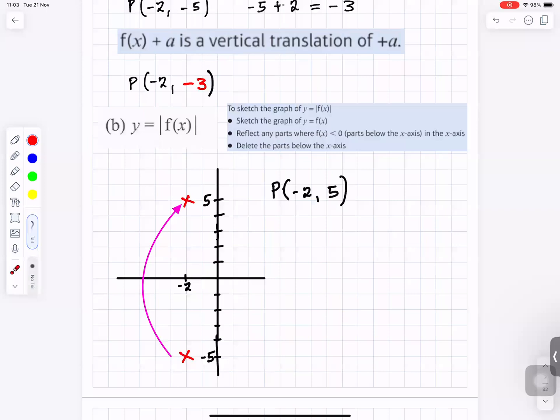For part B, the two straight lines, the absolute value, means whatever you put for x, the output has to be positive. So what comes out will be positive. Very important. So the minus 2 will stay the same, but the 5, which was minus, will go up and become positive. So you will get (-2, 5).